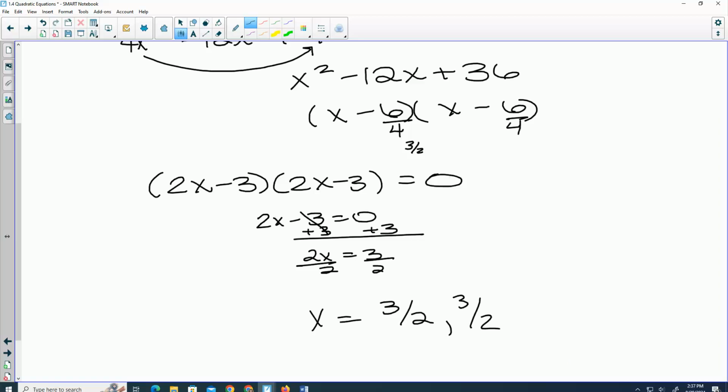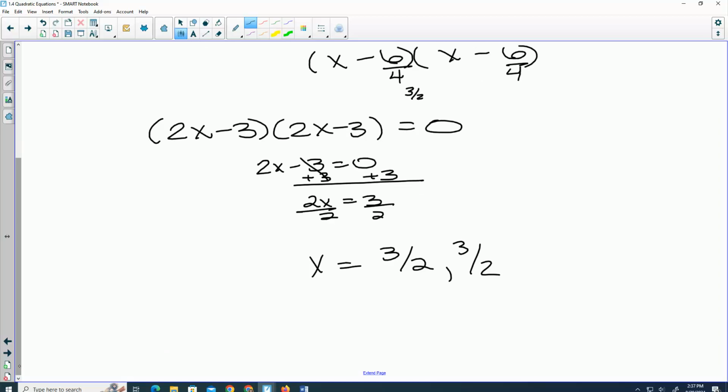When you have a repeated answer like that, it's called a multiplicity. We'll talk about that a lot more throughout the semester. So multiplicity is just saying how many times that answer worked. So this one worked 2 times. So another way to write this, instead of saying 3 halves and writing it twice, we would say 3 halves, multiplicity of 2. We put M for multiplicity. And all that means is 3 halves showed up as an answer twice. It is both of my answers.